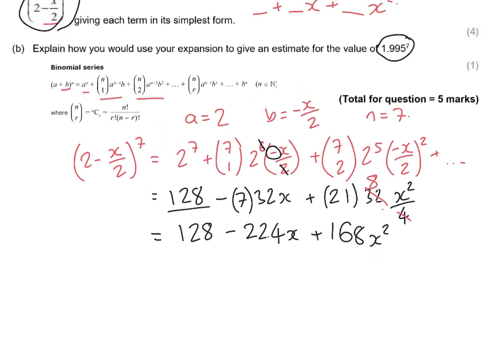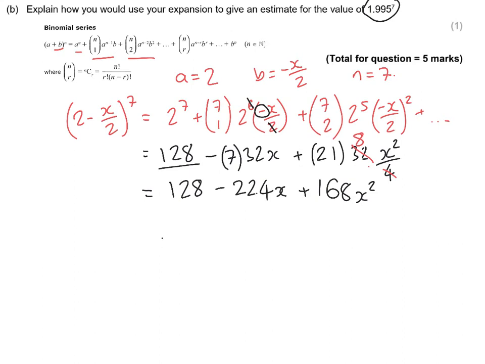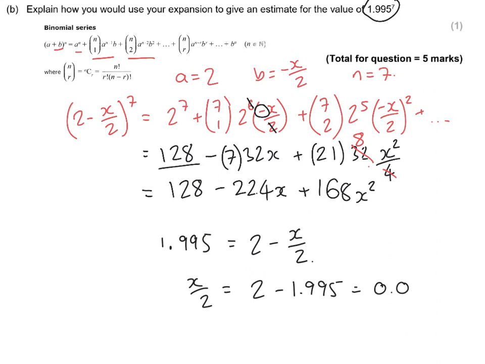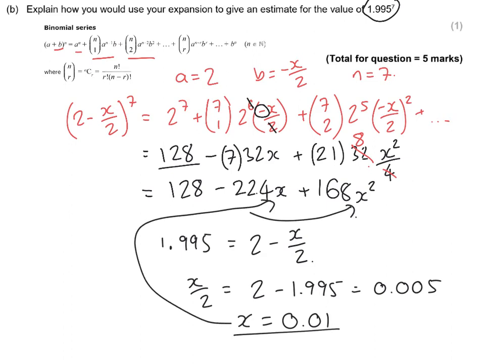The fifth mark: you are asked how you would estimate 1.995 to the power 7. Well, you need to make the guts of the bracket equal to the 1.995. And when you do that, you find out what x value you would get. That's the thing you need to do. If you rearrange the equation, you'll get x over 2 is equal to 0.005. Doubling both sides gives you x equals 0.01. And the answer is to substitute x equals 0.01 into this equation, and it will give you your estimate.